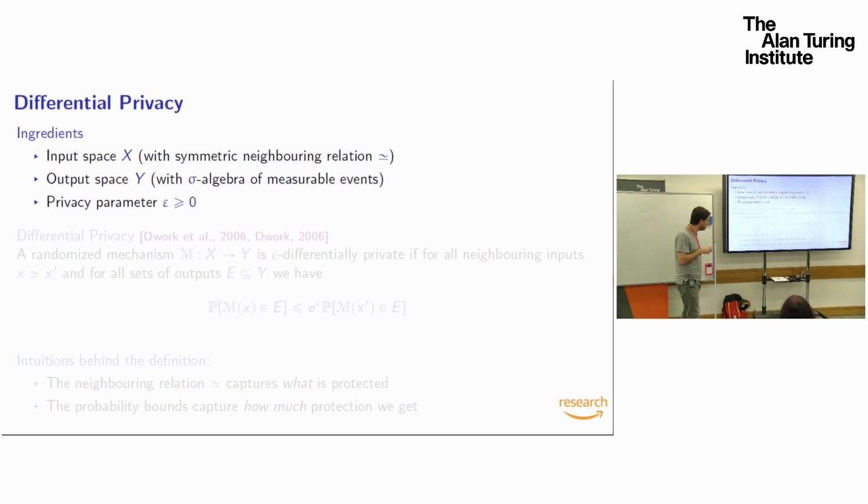We need some ingredients to cook the definition. The first one is an input space, X. So X, you can think of it as the space of all possible databases that we might want to analyze in a data analysis task.